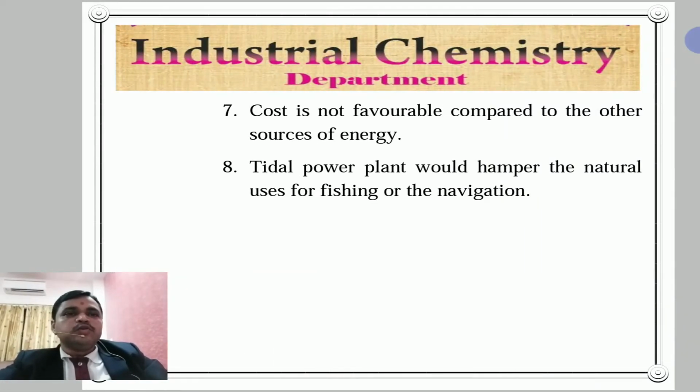Number 7, cost is not favorable compared to other sources of energy due to corrosion, construction, and maintenance. The energy produced from a tidal power plant is costly compared to other sources like solar energy, energy from biomass, or hydroelectric power plants. So cost is not favorable compared to other sources of energy.